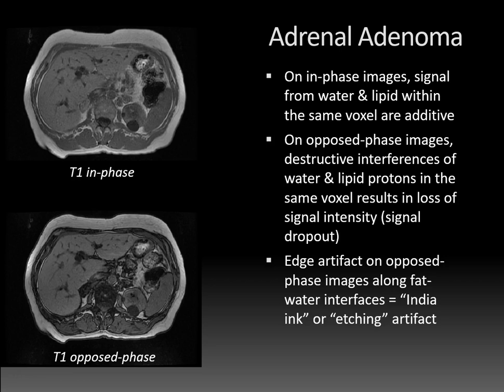And you can also tell that this is an out-of-phase image because you get this edge artifact along the fat-water interface, and that's known as India ink or etching artifact. It almost looks like a cartoon drawing where you've gone around all the organs with a magic marker. And the other name for that, because everything in radiology has multiple names, is chemical shift artifact of the second kind. So you see that in all pixels along the fat-water interface.